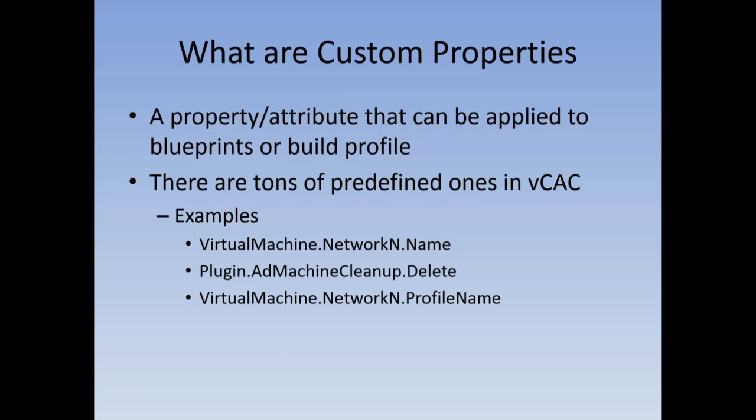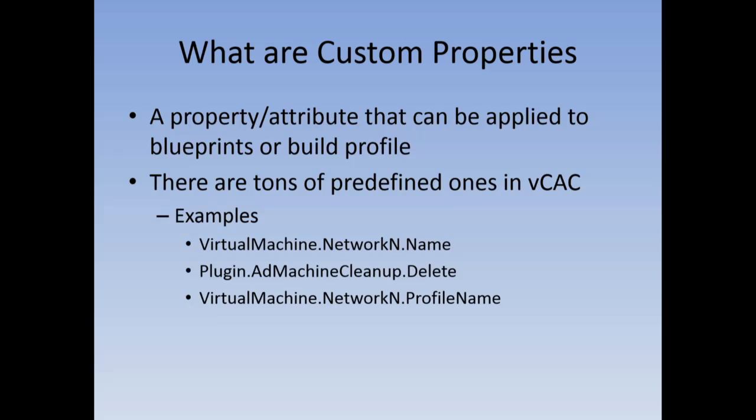So now you have to ask, what are custom properties? Within vCAC, custom properties are basically properties or attributes that can be applied to blueprints, or what they call build profiles. The real power behind these is the fact that there are all these predefined properties or attributes within vCAC, and you're able to leverage those during your deployment of VMs.